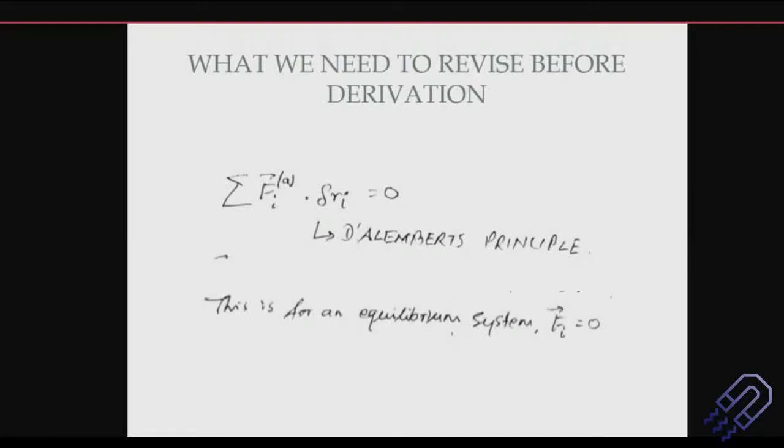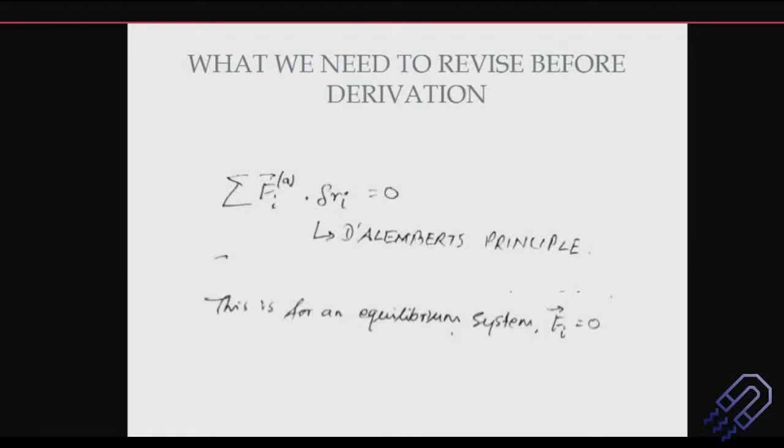For your exam, this will be a descriptive question, which should not be less than 5 marks. It will vary from 5 to 8 marks. If I use D'Alembert's principle, you have to start from this particular point. You don't need to derive D'Alembert's principle. You just need to write down this equation and say this is D'Alembert's principle. This is for an equilibrium system.